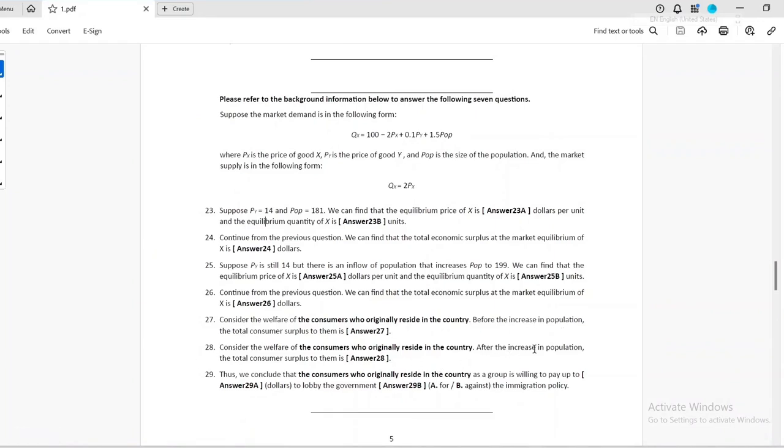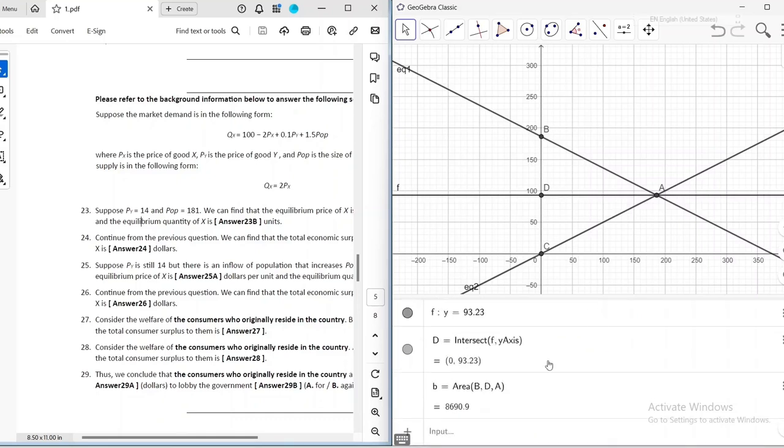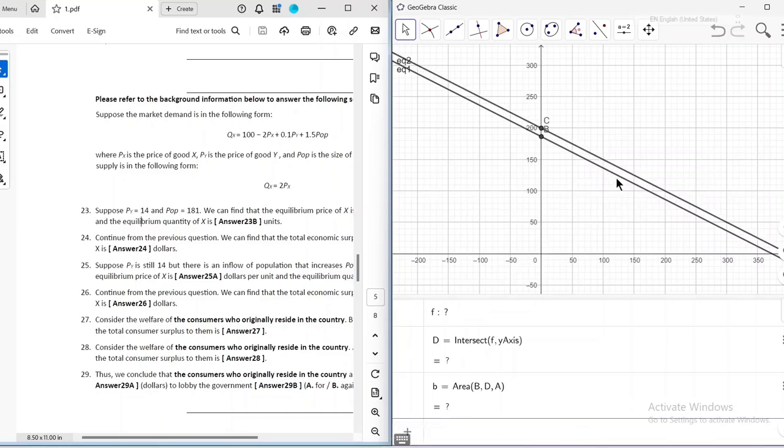Now you are asked after increase in population, what is the consumer surplus? So you need to draw one more curve in this case. So let me copy this whole demand relation, paste it here. I'm gonna change the population to 199, and also I need to change this equation to equation 2. So as you can see, due to the increase in population, the demand curve has shifted up.